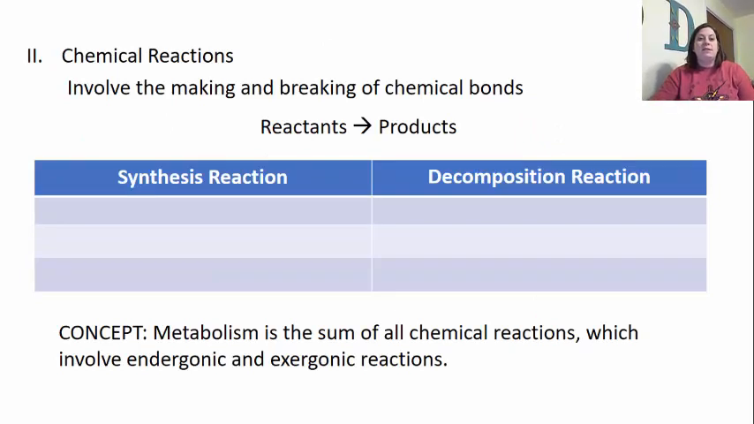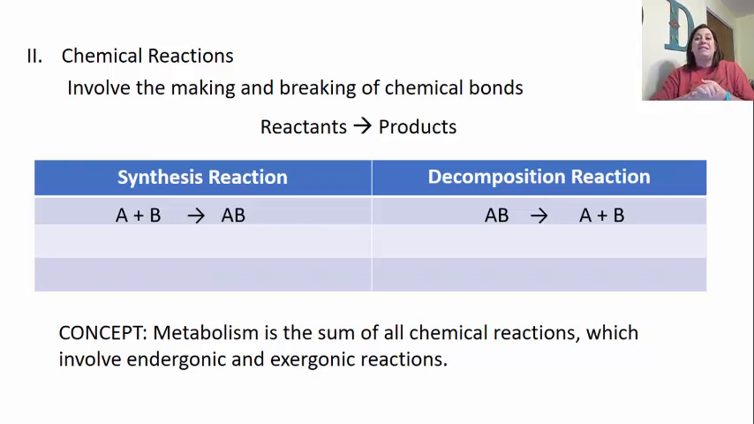All right, this brings us to some chemical reactions. Chemical reactions involve the making and/or breaking of chemical bonds. When we look here, we have reactants that go into the reaction and products that come out. There are two main types of reactions that we're going to discuss. The first is synthesis reactions, and then we have decomposition reactions. In a synthesis reaction, we take A plus B and synthesize, or make, something new. In this case, it's the AB molecule.